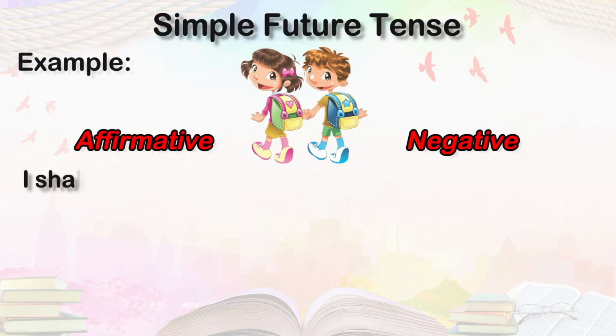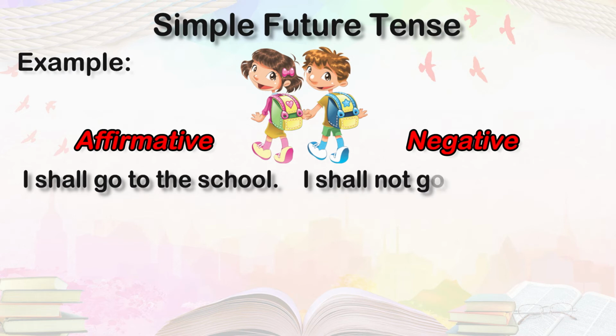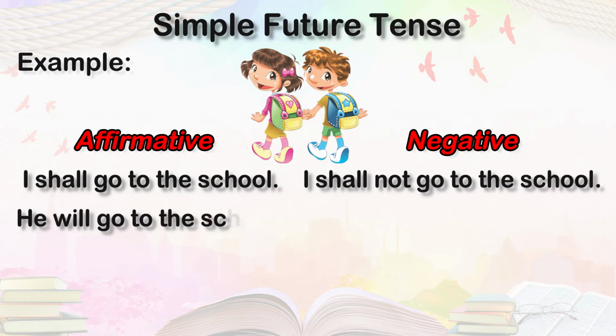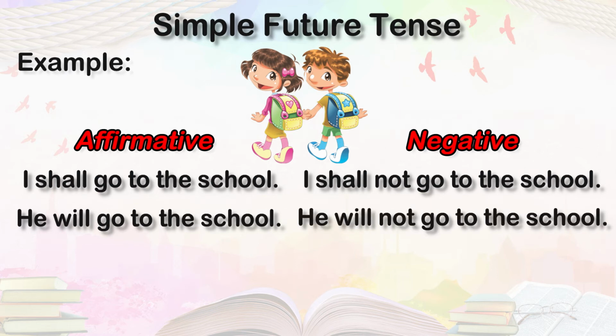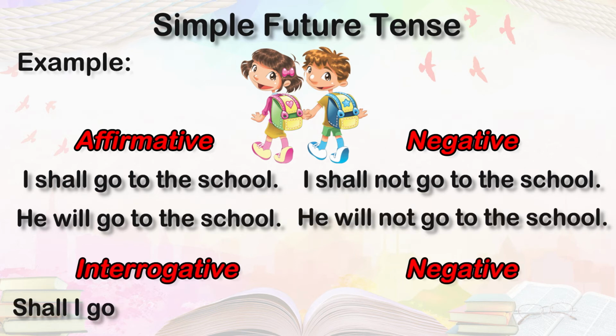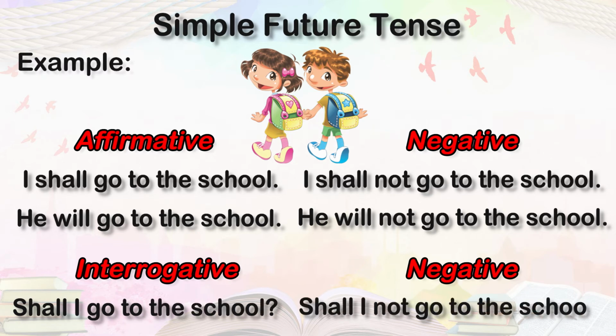Examples: I shall go to the school. I shall not go to the school. He will go to the school. He will not go to the school. Shall I go to the school? Shall I not go to the school?